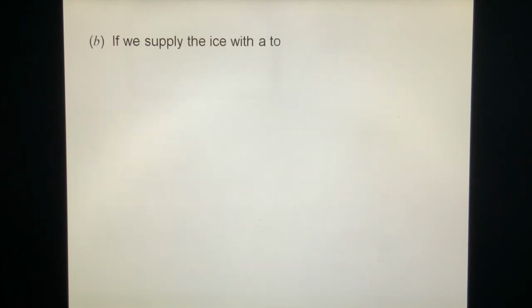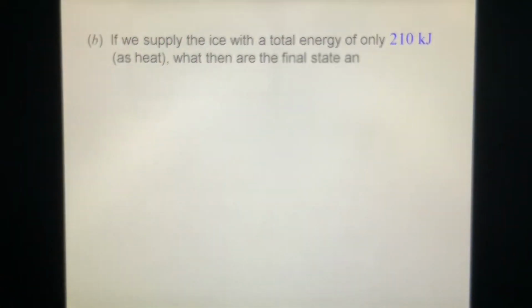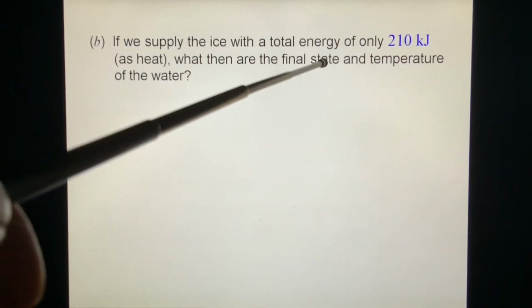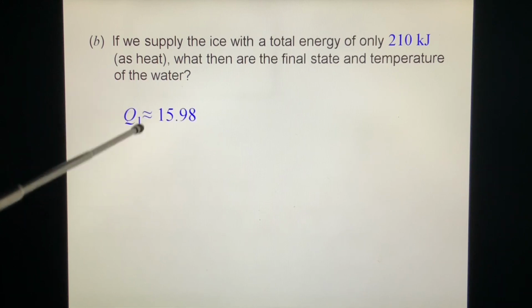Question B. If we supply the ice with a total energy of only 210 kilojoule as heat, what then are the final state and the temperature of the water? So look at these three processes. We have three possibilities. Whether they can reach 0, in that case all ice, or whether they can have a phase change completely become a liquid, or just part phase change, part cannot. Or last, they can have a phase change, but the temperature is not enough to reach 15 or something like that. So we check.